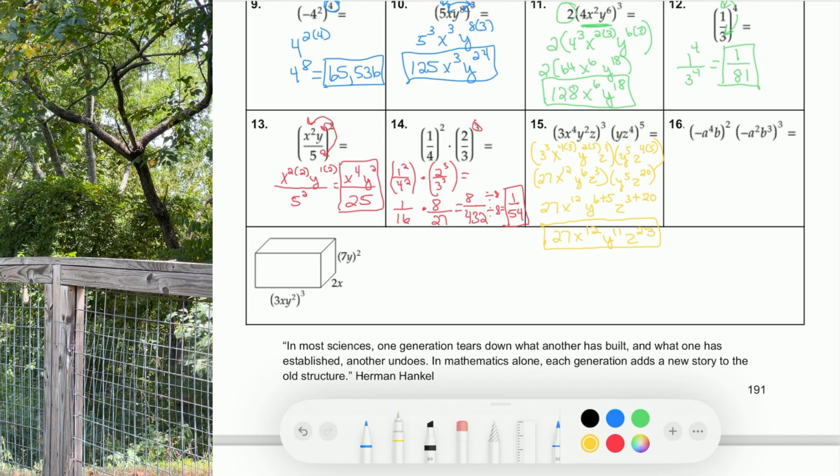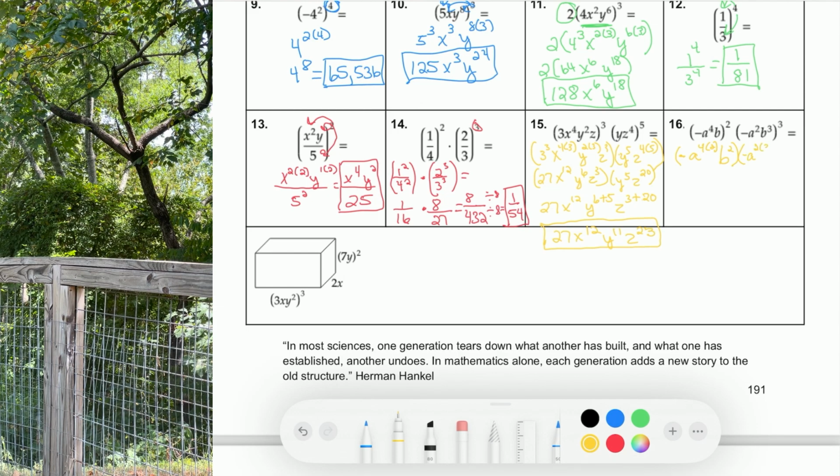All right, number 16. We have a negative a to the power of 4, b to the power of 2. And then we have a negative a to the power of 2, b to the power of 3, and then that was to the power of 3. So let's distribute first. I'm going to get negative a to the power of 4 times 2, and then b to the power of 2. The next one, I get negative a to the power of 2 times 3, b to the power of 3 times 3. Simplify this out a little bit. I get negative a to the power of 8, b to the power of 2. Then I get negative a to the power of 6, b to the power of 9.